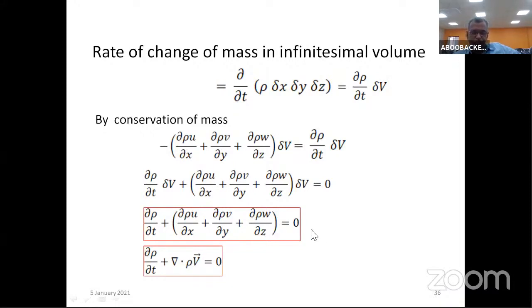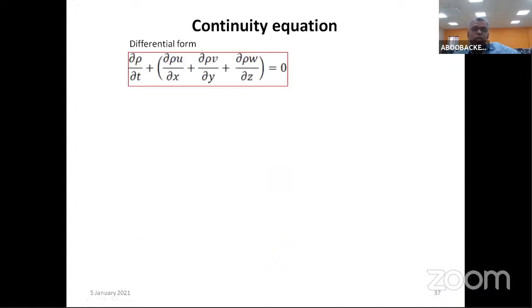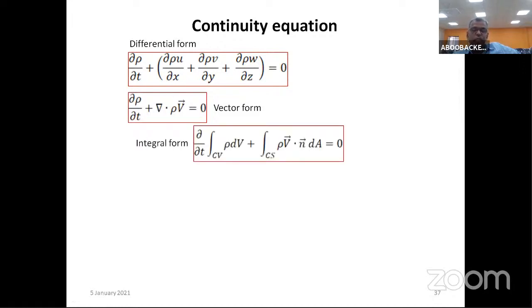This will usually be used in the solution of your CFD in combination with the conservation of momentum equation, or Navier-Stokes equation. So these are also among the important equations in CFD. And if the flow is incompressible, this term will be zero, and we will have only this. So this is the form of the continuity equation, or conservation of mass equation, or in vector form it is this. And in integral form it is this equation.